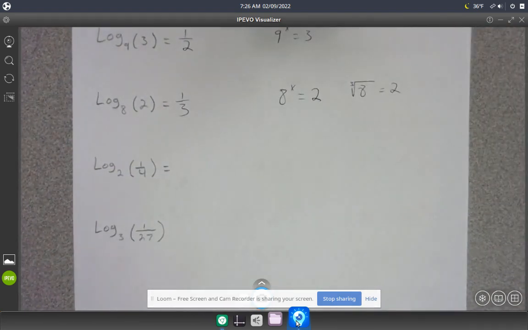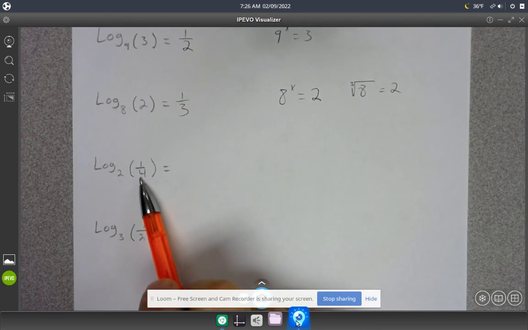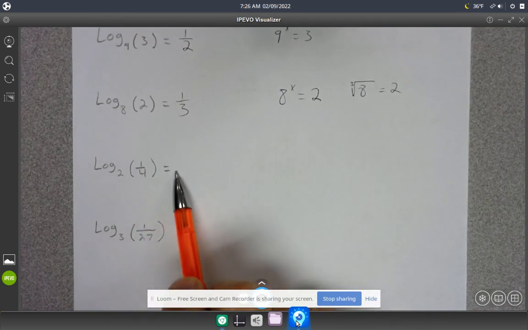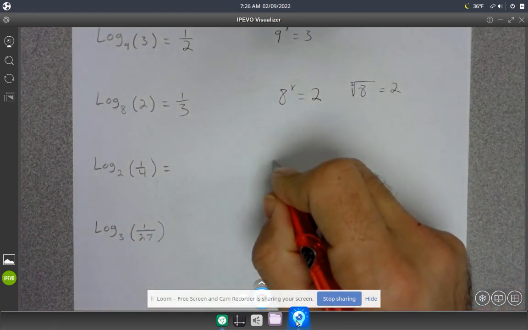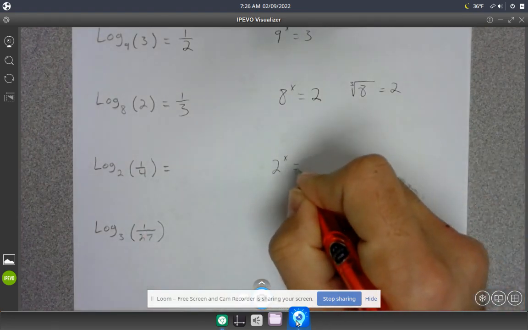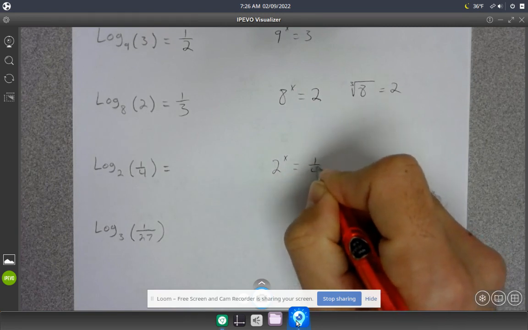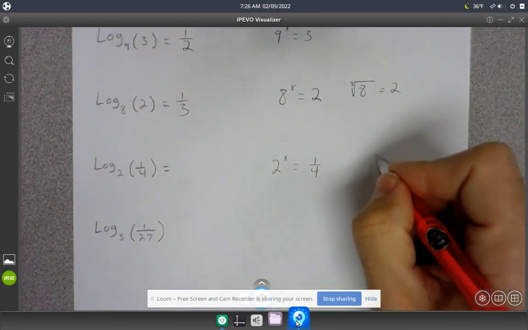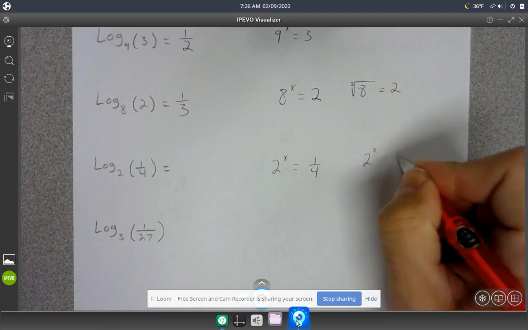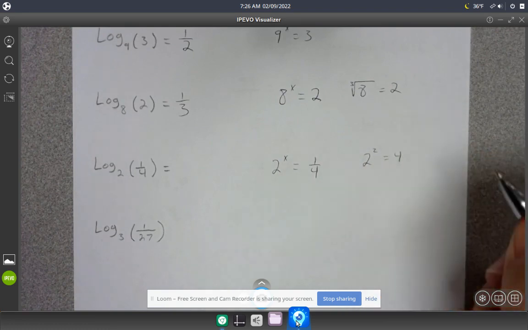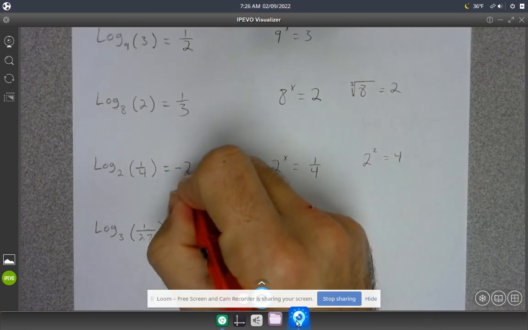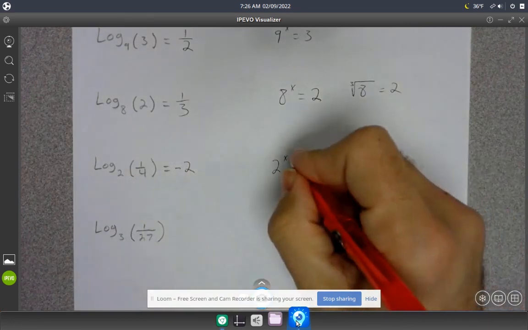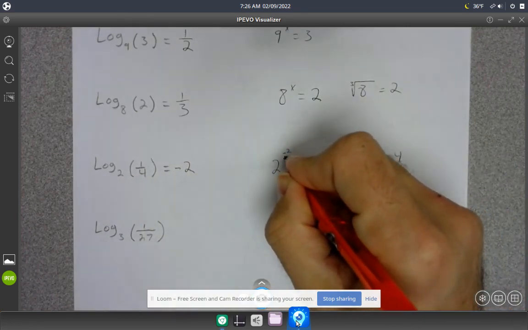All right, these last two, notice how our input, it's between 0 and 1. All right, this implies that we're going to have negative exponents as our answer. All right, we're doing 2 to some power is equal to 1/4. Well, we know that 2 to the second power is equal to 4, but because we want 1 over 4, the answer is going to be negative 2. All right, 2 to the negative 2 will give us 1/4.